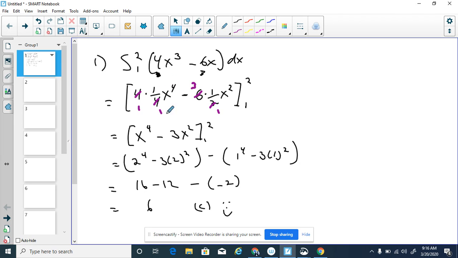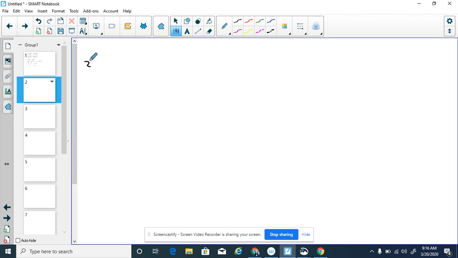All right, observe the flow. Let's go to question 2 here. Question 2, we have f of x is equal to x times the radical of 2x minus 3, and it's asking for f prime of x.